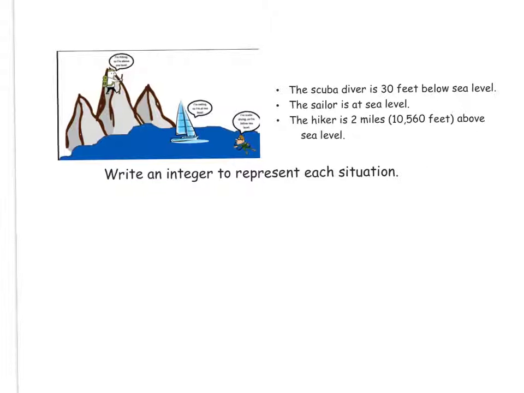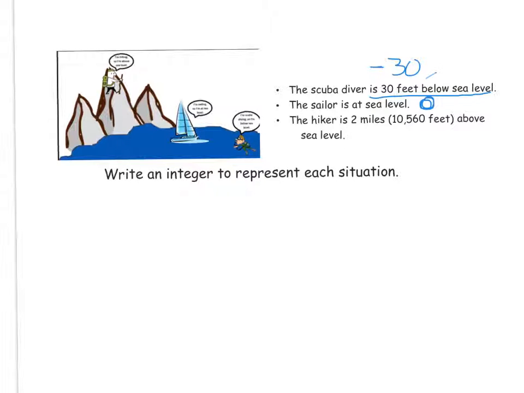Well, if the scuba diver is 30 feet below sea level, that would be a negative 30. We don't say negative 30 feet below sea level because that's redundant, negative and below. So you have to say 30 feet below, which is a negative 30. The sailor is at sea level, so he's at 0. That's our beginning point. And the hiker is 2 miles above sea level.